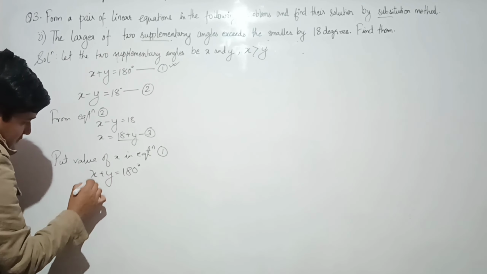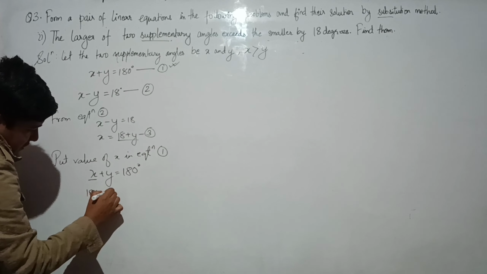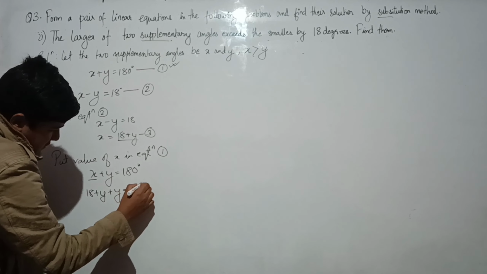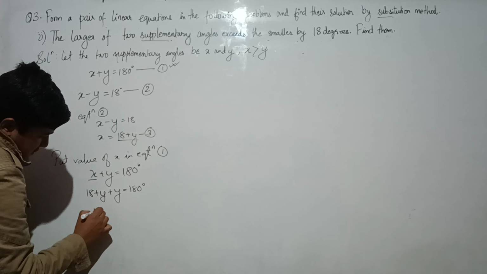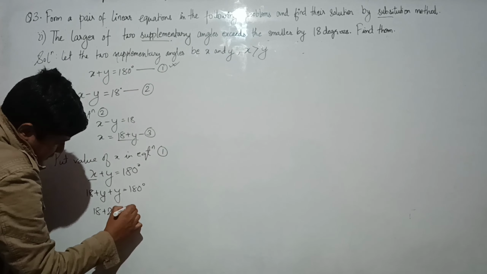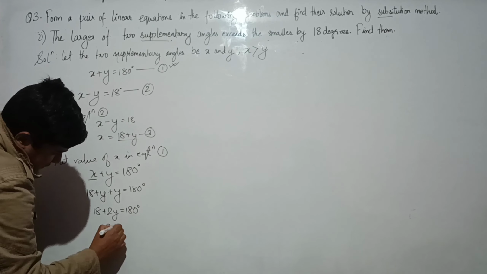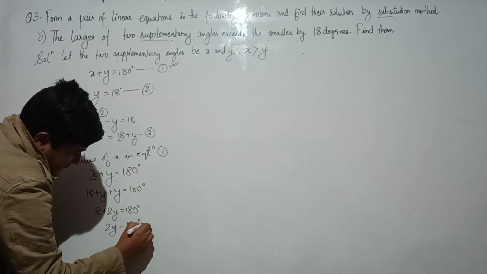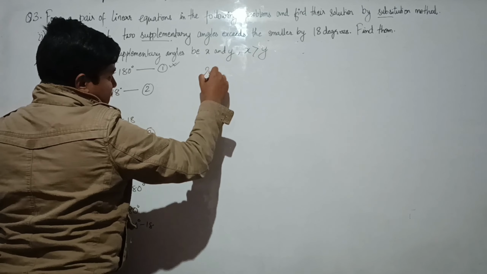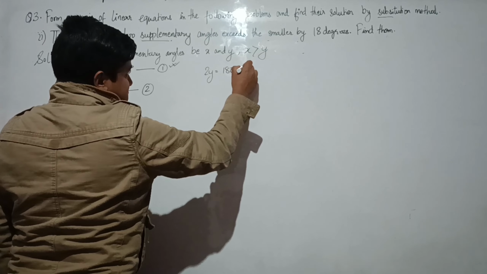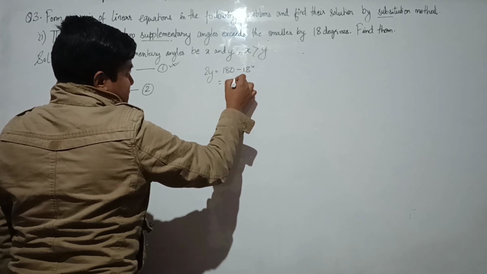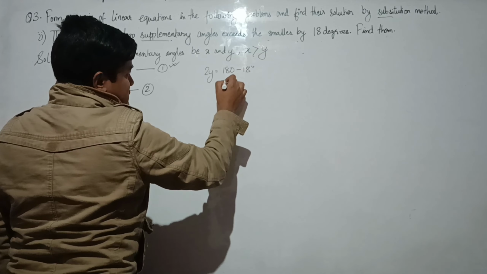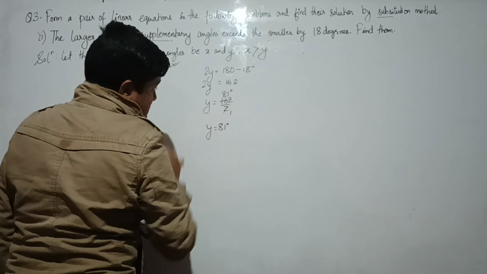And x ko jagama 18 plus y, 18 plus y plus y equals 180 degrees, or 18 plus 2y equals 180 degrees. So 2y equals 180 degrees minus 18. So 2y equals 180 minus 18, that is 162 degrees, and y equals 162 by 2, which is 81. So y equals 81 degrees.